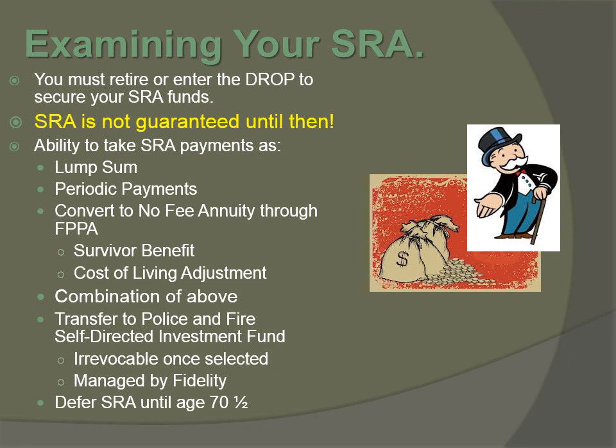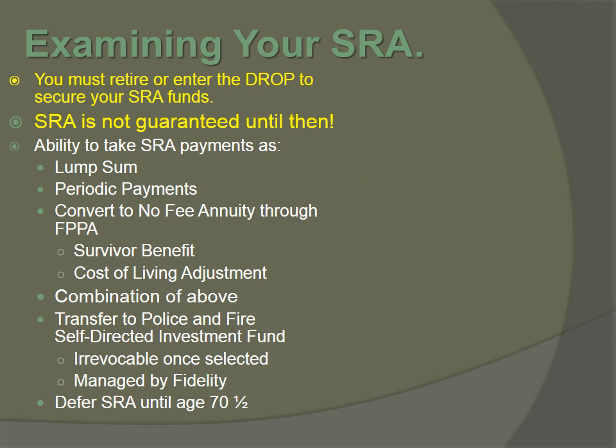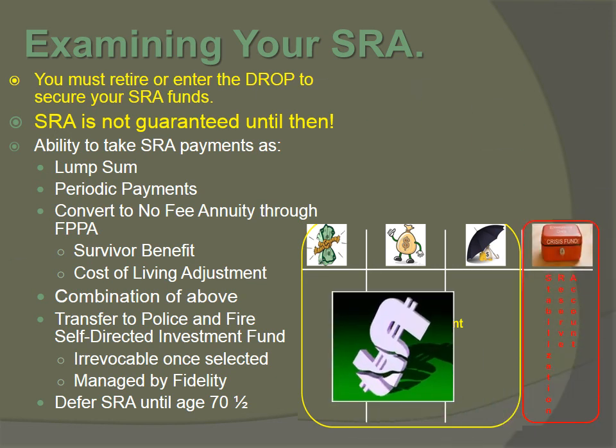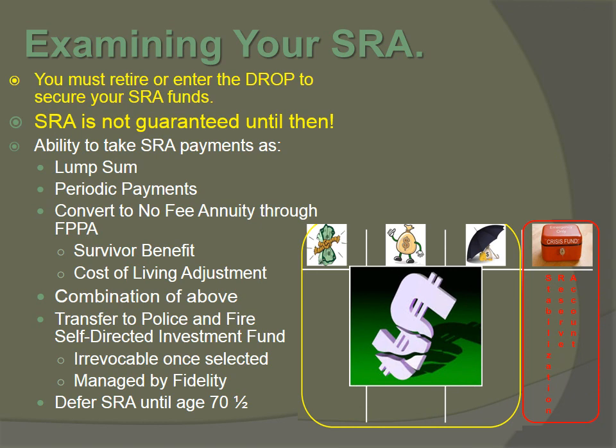Finally, you could defer taking your SRA altogether until you reach age 70 and a half. Doing this only subjects you to standard market gains and losses, not the actuarial table that your pension is subjected to. Remember, you only vest in the SRA when you retire or enter the drop, and you have no right to an SRA if you're not entitled to a retirement benefit. That sums up the workings of your SRA. Remember, the statewide defined benefit plan only has two accounts for money to reside, an actuarial account and the stabilization reserve account. The Stabilization Reserve account simply holds everyone's personal SRAs. This account is a contingent account and can only be used to fund the base benefit when there is an unfunded liability in the plan.